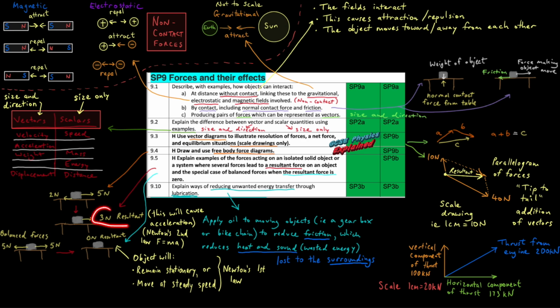If you had a resultant force, that's Newton's second law, because that's going to cause acceleration. If you know the size of the force acting on the mass, you'll be able to work out what the acceleration would be.